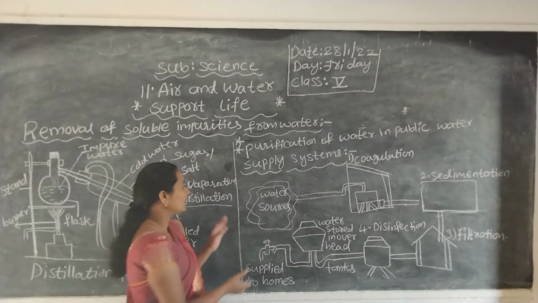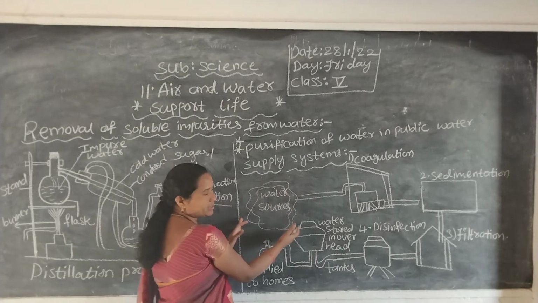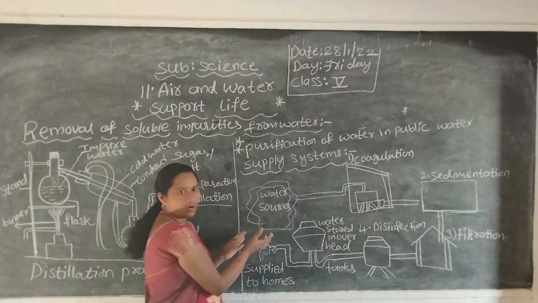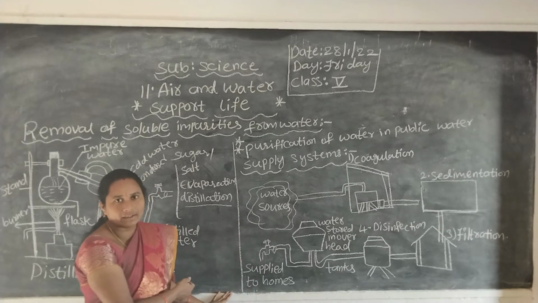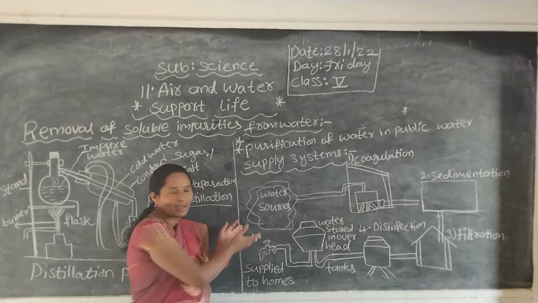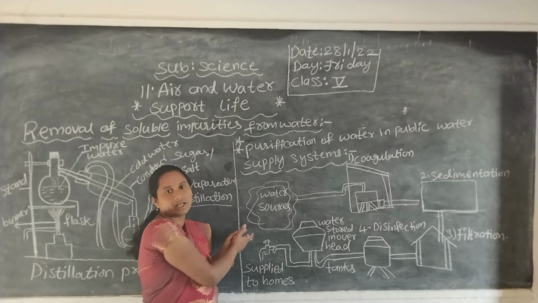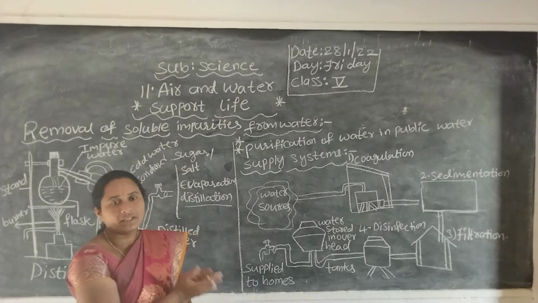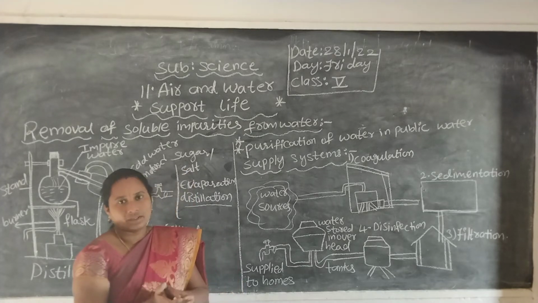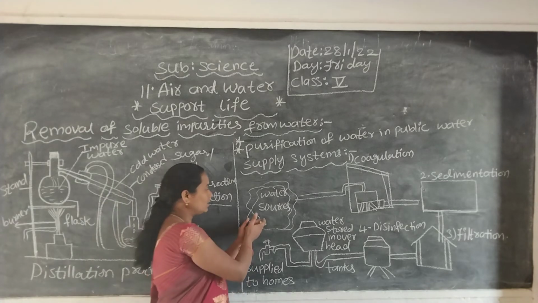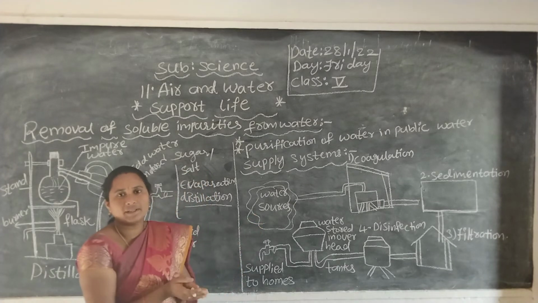Here, outside water sources like lakes, ponds, and rivers are used to collect the water in the overhead tanks. So when we consume this type of water directly, what happens? It causes diseases. That's why purification processes are compulsory. Now, what do the public departments do with this water?